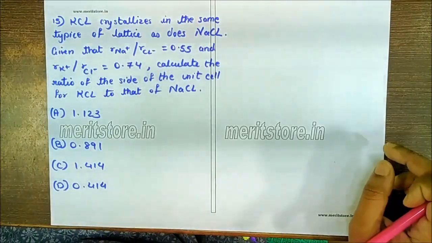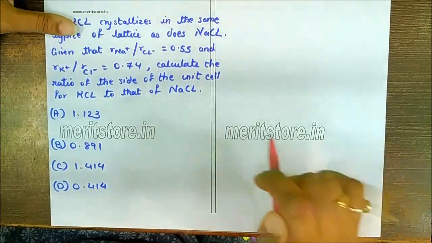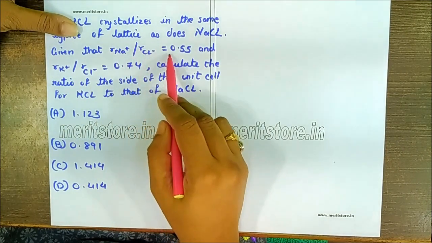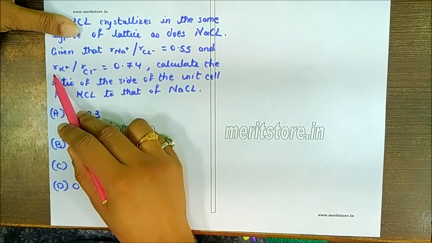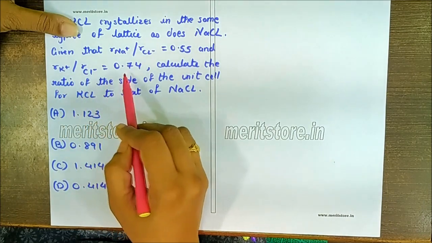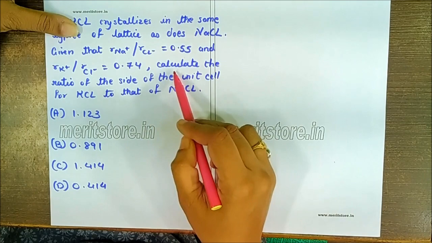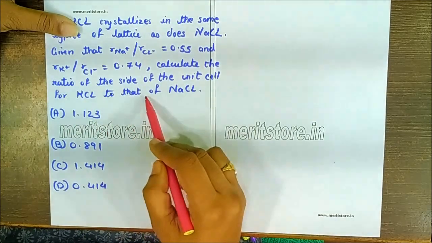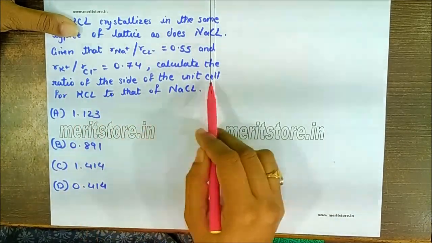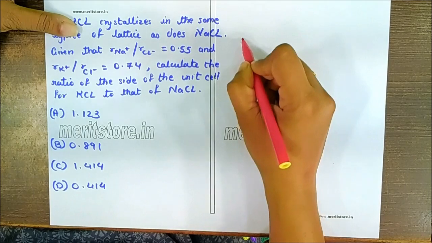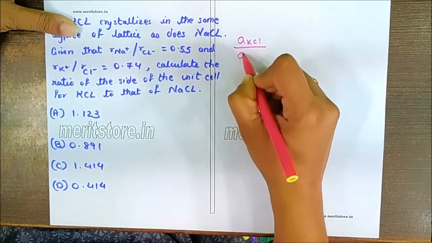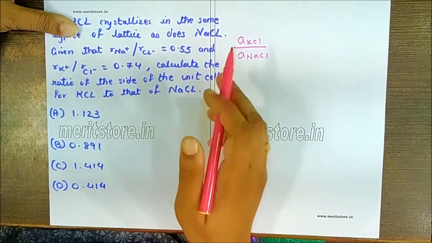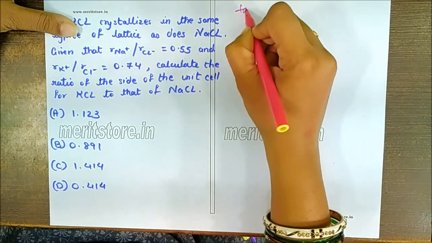Question number 15: KCl crystallizes in the same type of lattice as NaCl. Given that r of Na plus upon r of Cl minus is equal to 0.55 and r of K plus upon r of Cl minus is equal to 0.74, we have to calculate the ratio of the side of the unit cell of KCl to that of NaCl. So we have to find the edge length of KCl upon the edge length of NaCl. Both of them have the same structure, that is FCC.